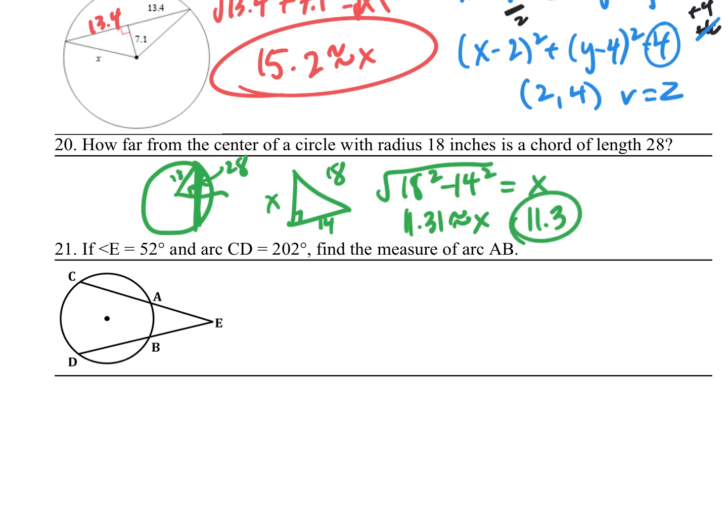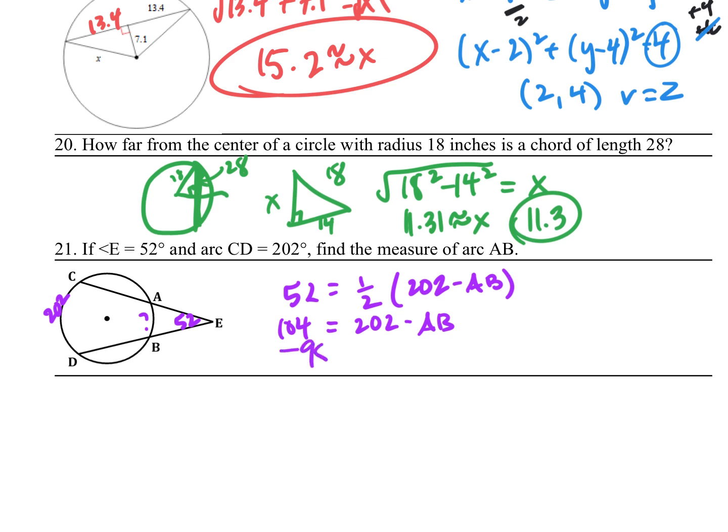On number 21, we are doing, let's see, E is 52, CD is 202, and I want to find AB. So 52 is equal to 1/2 the difference of 202 minus AB. So 104, multiplying by 2 to get rid of that half, is equal to 202 minus AB. So I'd subtract 104 minus 202, and I get negative 98 equals negative AB. So that means 98 is equal to AB.